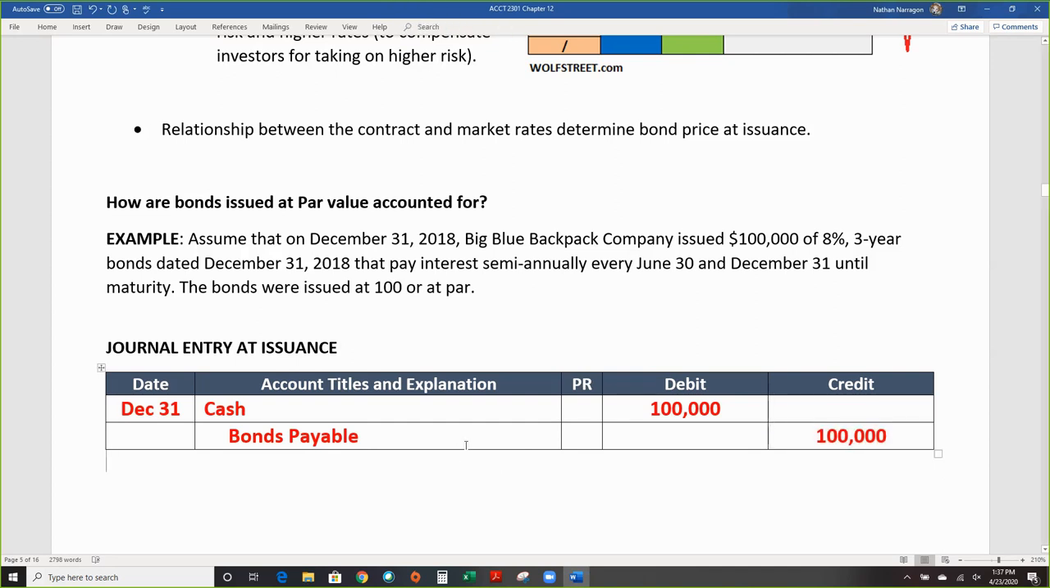Because y'all don't know the account yet, but either way, we do credit an account called Bonds Payable, again, to show that we owe this bond. Now, Bonds Payable is always the face value, so par value. But it's always par value, no matter what. We're going to see that when we get into premiums and discounts. Okay?